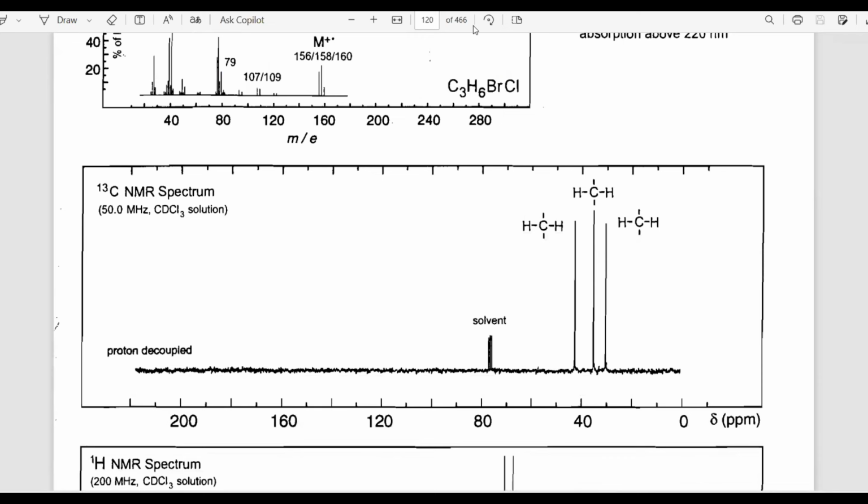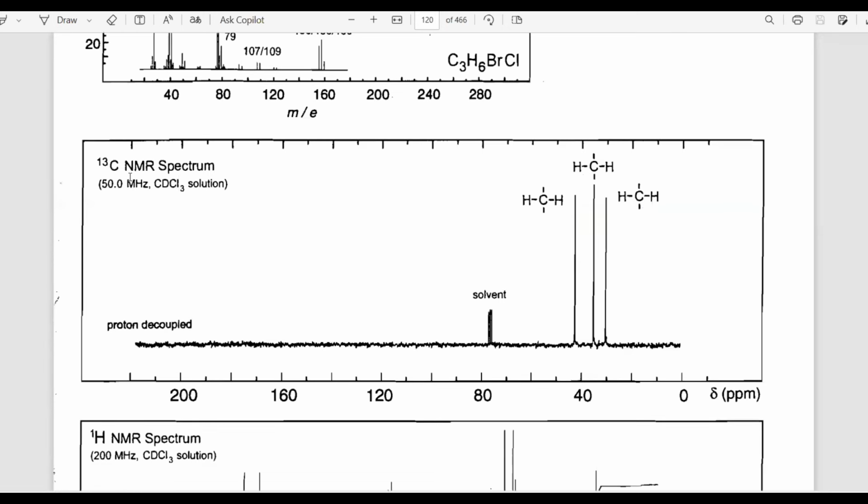The proton decoupled spectrum is given for this compound. How many signals are we getting? 1, 2, 3. Three signals. It's showing that there might be three CH2 groups present in this compound. So let's see whether three CH2 or two CH2 are present. The information provided by carbon 13 shows there are 3 different types of carbon in this compound, and each carbon is connected with 2 hydrogens: CH2, CH2, CH2. So we have 6 hydrogens, 2, 2, 2.